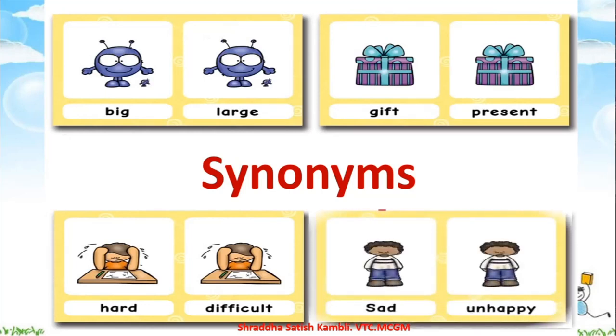Next, sad and unhappy. See, look at the faces of the boys. Both of them have the same look on the face, isn't it? So can you say the boy is sad because he lost his ball? You can also say the boy is unhappy because he lost his ball. So both of them will do here. That is why we call them synonyms. Okay, children? So there were so many words that we saw now which were synonyms of each other.